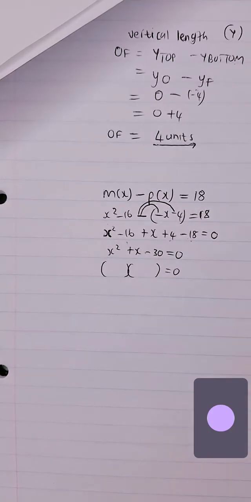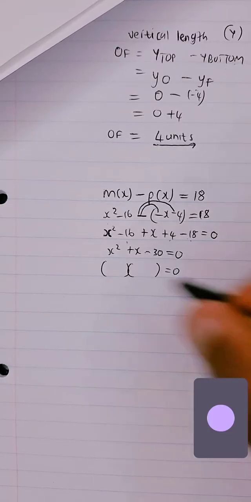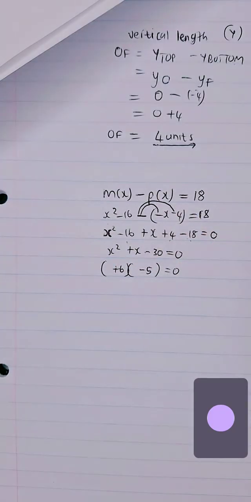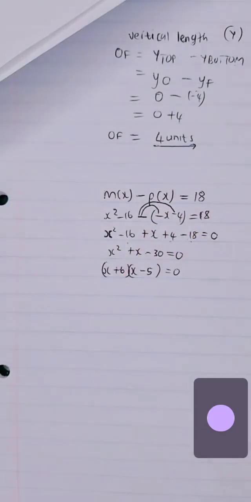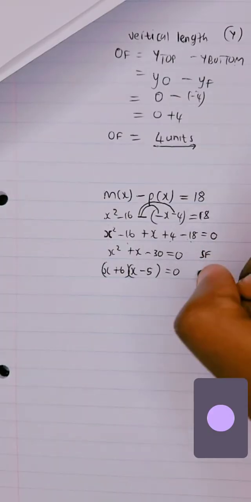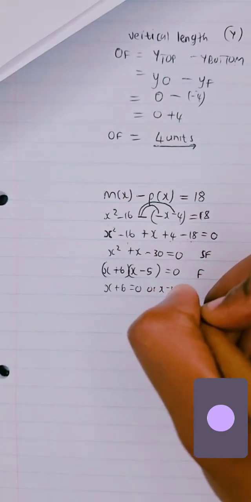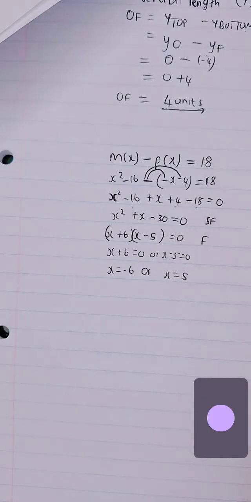Then 5, 6 and 5. The signs? Positive 6 and negative 5. Is that correct? Yes. Very good. Then of course x and x, right? So standard form, we got factors, we factorized. Zero factor law. Roots: x is equal to negative 6 or x is equal to 5.